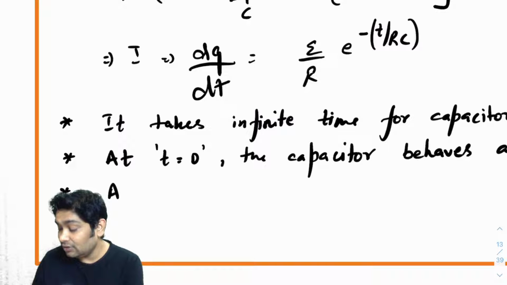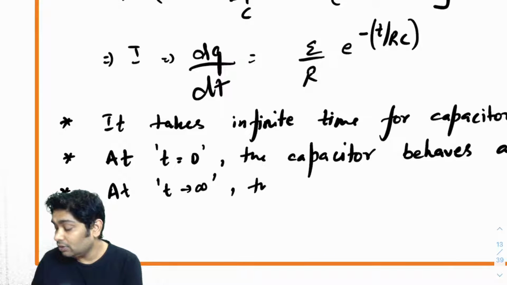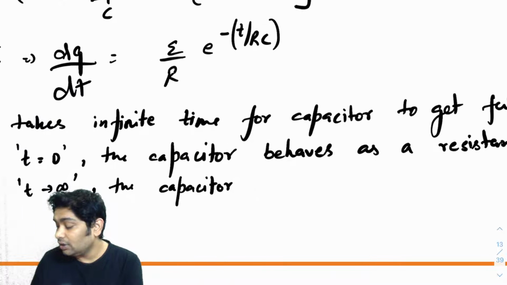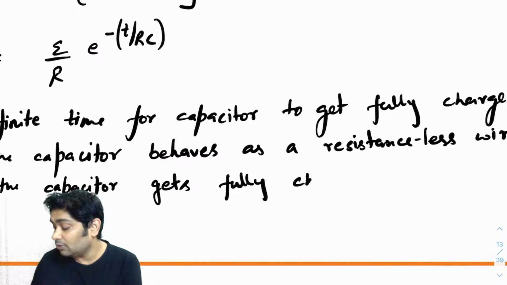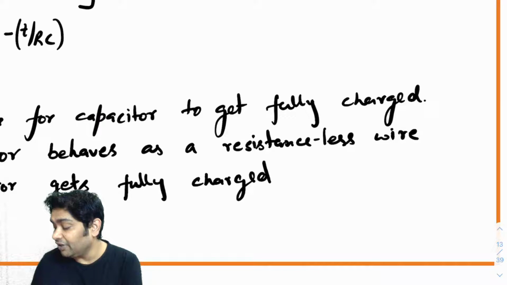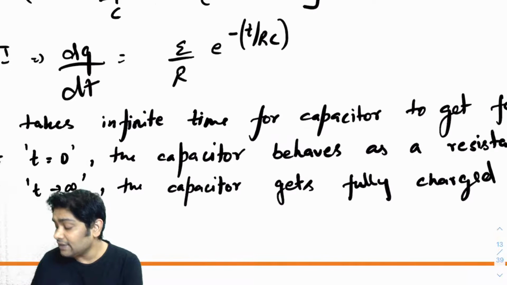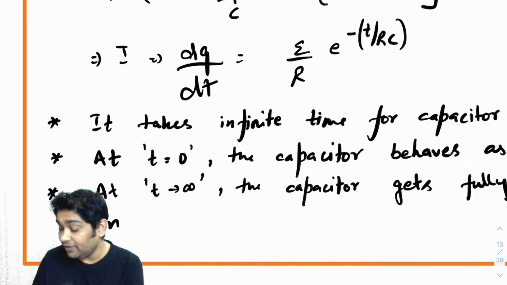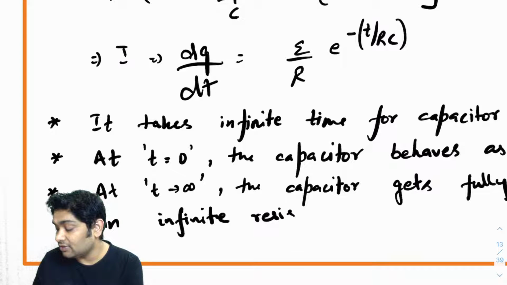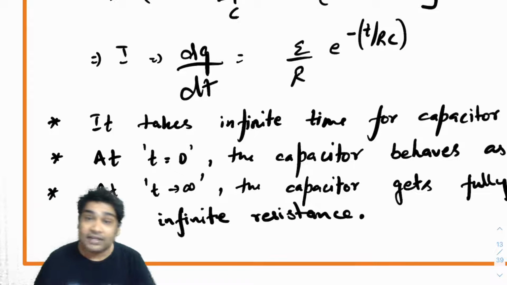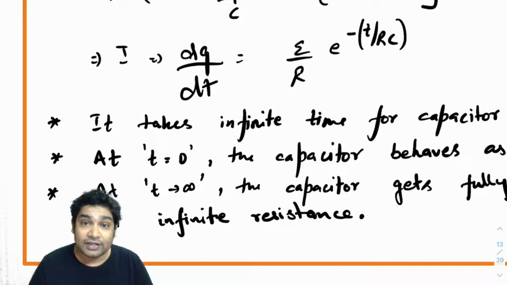Also at t tending to infinity, the capacitor gets fully charged and behaves as an infinite resistance. So this is very, very important, guys. As an infinite resistance, it makes the current go to 0. It shows the characteristics of an infinite resistance.